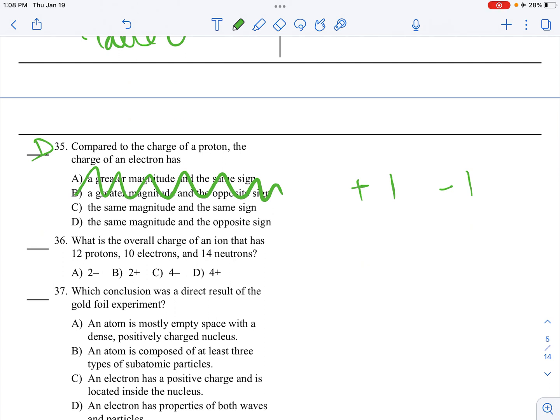What is the overall charge of an ion that has 12 protons, 10 electrons, 14 neutrons? Well, first of all, neutrons are neutral, which means they don't have any charge. So plus 12 minus 10 gives me overall plus 2.